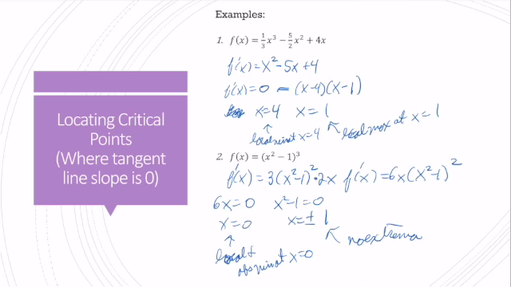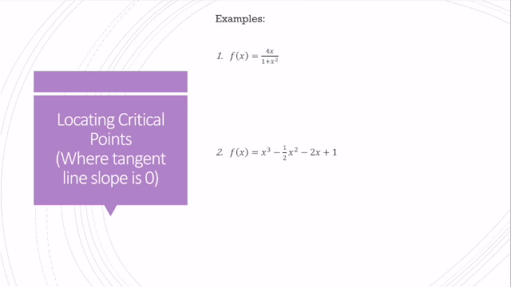All right, let's do another example. I have 4x over 1 plus x squared. I have to take the derivative using our quotient rule, and I will get 4 times 1 plus x squared minus 8x squared, over 1 plus x squared, squared. My denominator can never be 0, awesome, because this is positive. So this function is defined everywhere, from negative infinity to positive infinity.